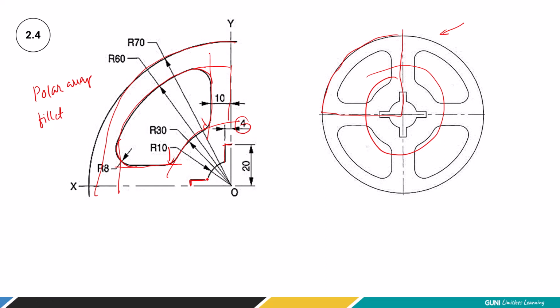right? Then we have to draw this circle by 10 millimeter radius, okay? Then we'll trim out the unnecessary part, and after that we are going to polar array this part and this inner part around 4 times to complete this exercise. So let's see in AutoCAD how to draw this exercise.